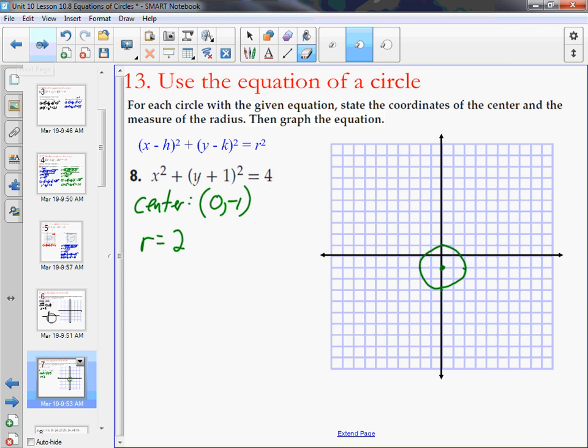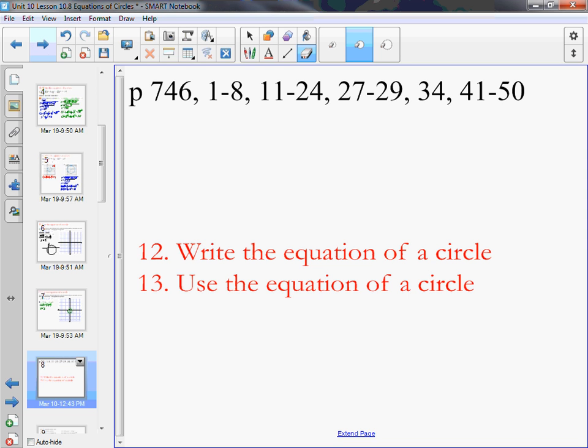All righty. Page 746, do 1 through 8, 11 through 24, 27 through 29, 34, and 41 through 50.